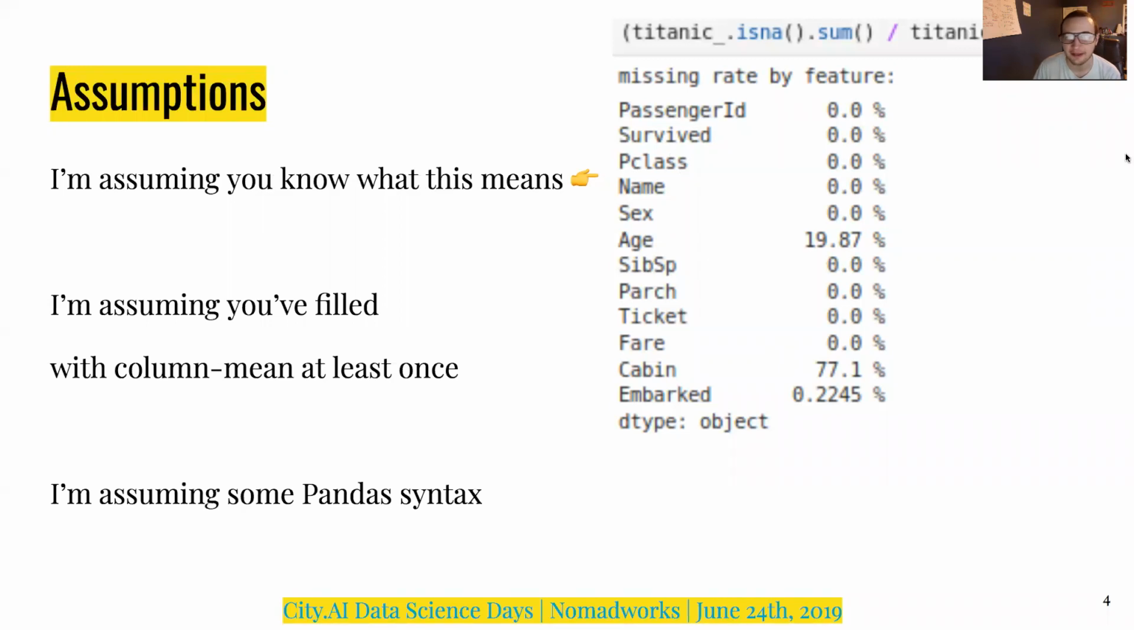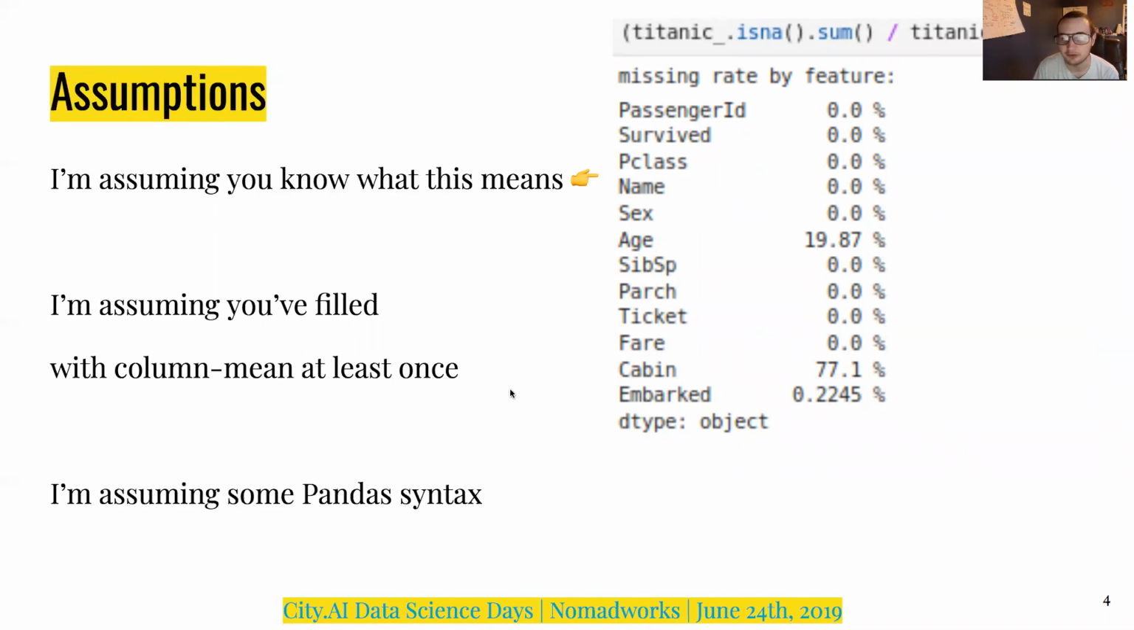I'm assuming that you know what this means. It's basically a rate of missingness. You can take the indicator matrix, and then you can take all the column sums of the indicator matrix being 1 if it's missing and 0 if the value's there. And when I divide that by the total number of observations, I get a percentage, right? So this is the missing rate of the data.